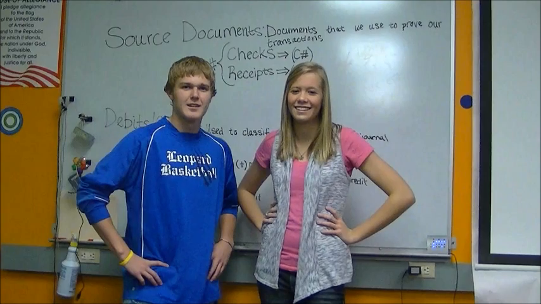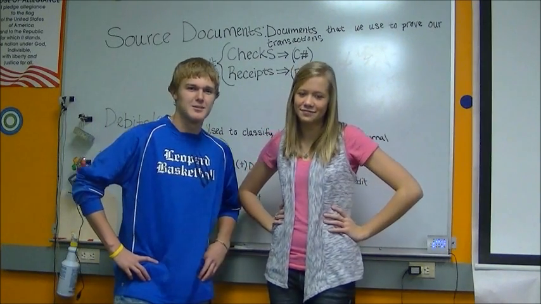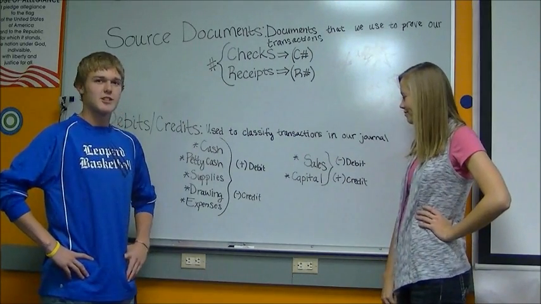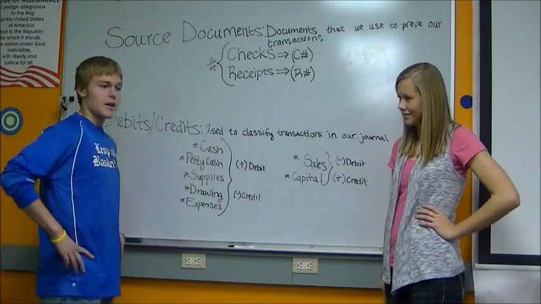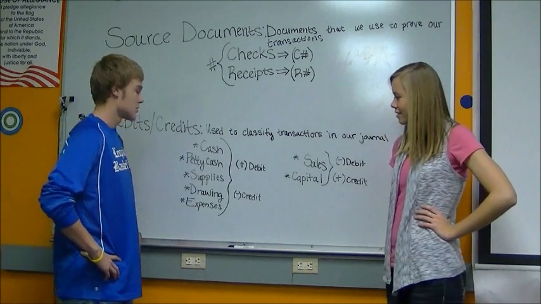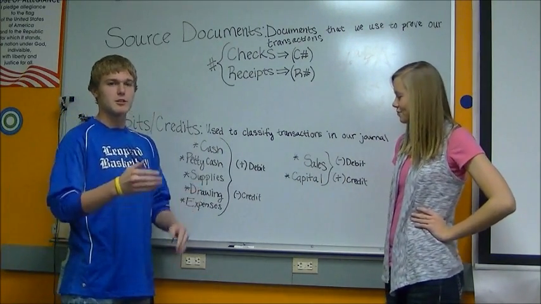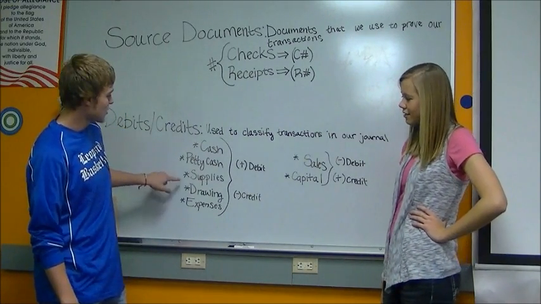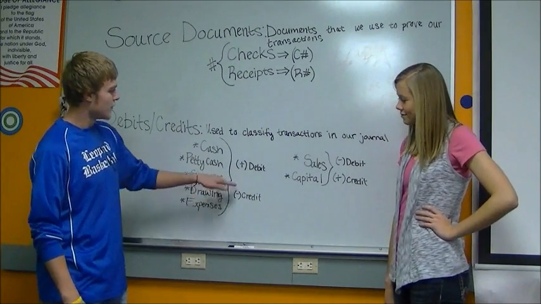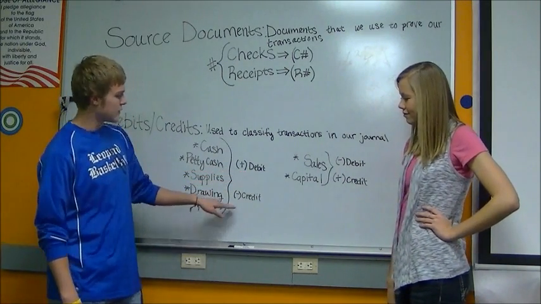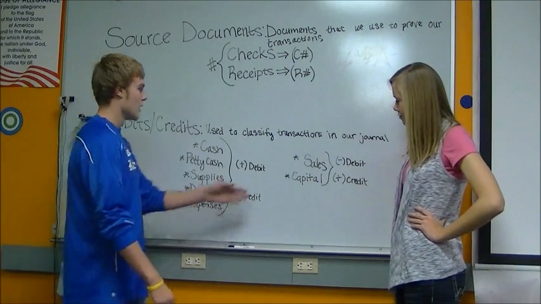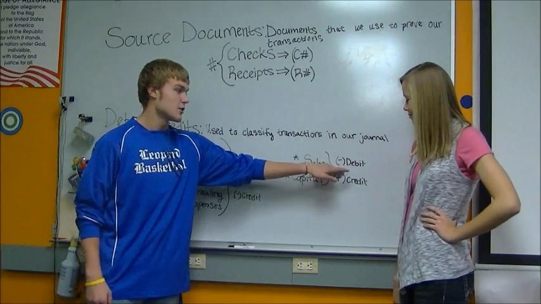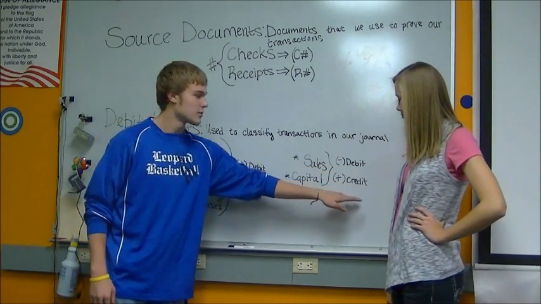Debits and credits. Debits and credits are used to classify transactions in our journal. Our accounts are split up into two categories, depending on whether they increase with a debit or a credit, such as cash, petty cash, supplies, drawing, and your expense accounts. If it's increasing, you will debit, and if it's decreasing, you will credit. On the other side, we have our sales and capital accounts. If it's decreasing, you will debit, and if it's increasing, you will credit.